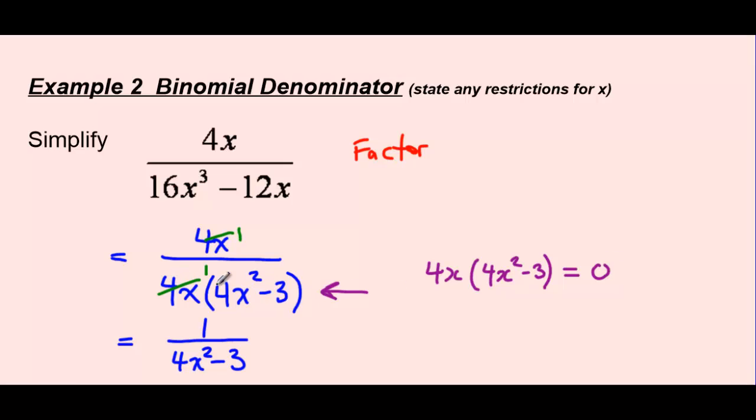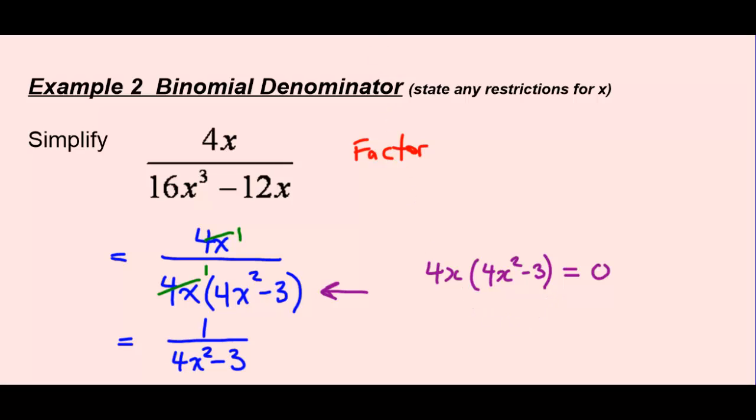We actually want to make this denominator equal to 0 off to the side, because we want to figure out what values of x we don't want to have in our question. So by making it equal to 0, we're going to solve for what values of x would make it 0, and then we're going to say that those values will be restricted.